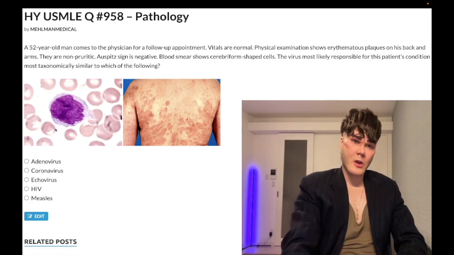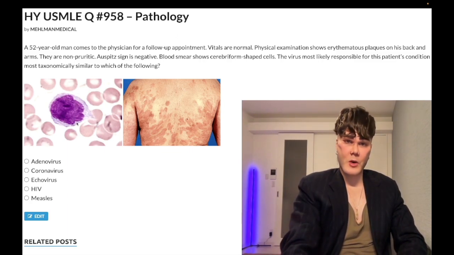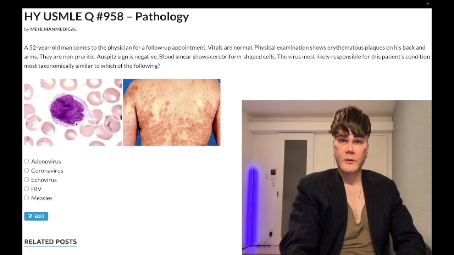So this blood smear here is showing us this cerebriform shaped T cell. Okay, so if we try to hallucinate as far as what we're looking at, this basophilic means purple. This is the nucleus. Okay, and it apparently looks like brain gyri. You don't need to know this image here. I just threw it in here to be a flagrant asshole.